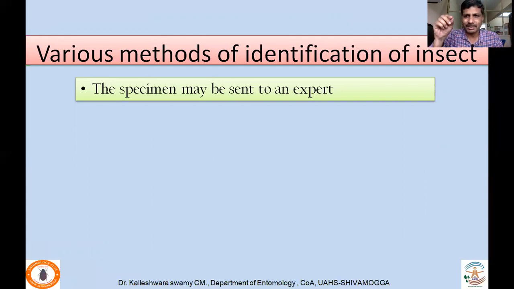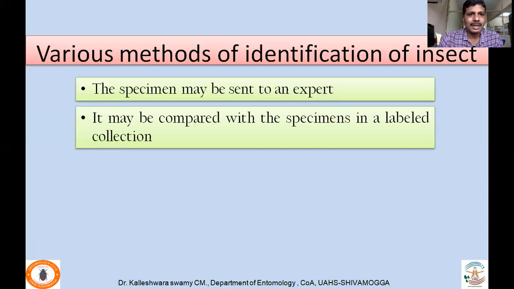What needs to be done? Whatever specimen you have collected, identify it at least to some level, say order level or family level. If you think that this is an insect, you can consult your teacher or a person who is well versed with these insects, and you can identify that particular expert who may be in any part of the world. You can send that specimen to that expert and get it identified. That is one way. The specimen may also be compared with the specimens in a labeled collection.